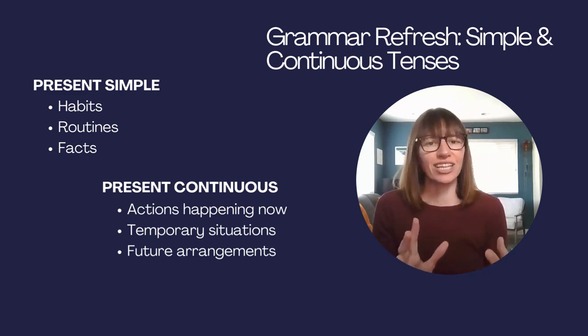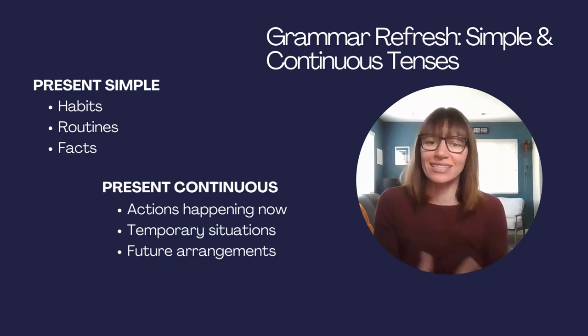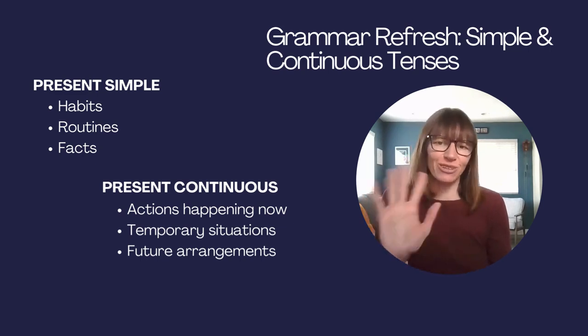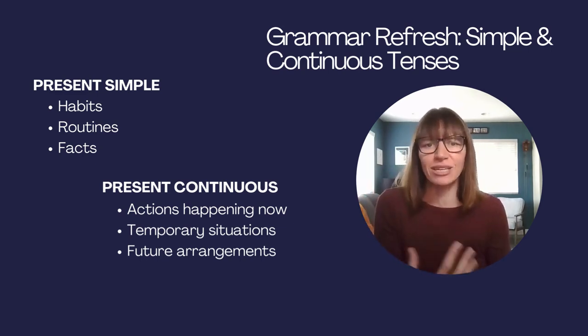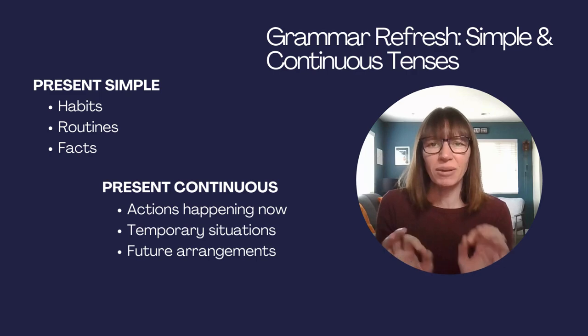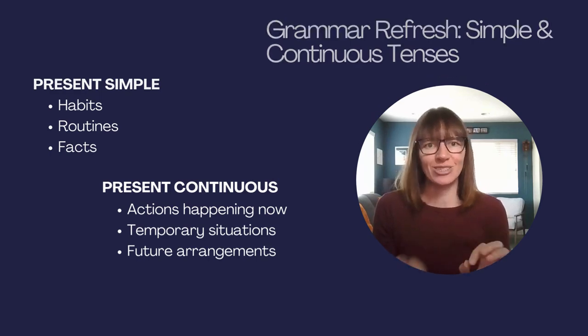Let's quickly refresh two key pairs. We have the present simple and the present continuous. So, as a quick refresh, we know the present simple is used for habits, routines, and facts. And the present continuous is for actions happening now, temporary situations, or future arrangements. But let's take a look at that B2 difference.